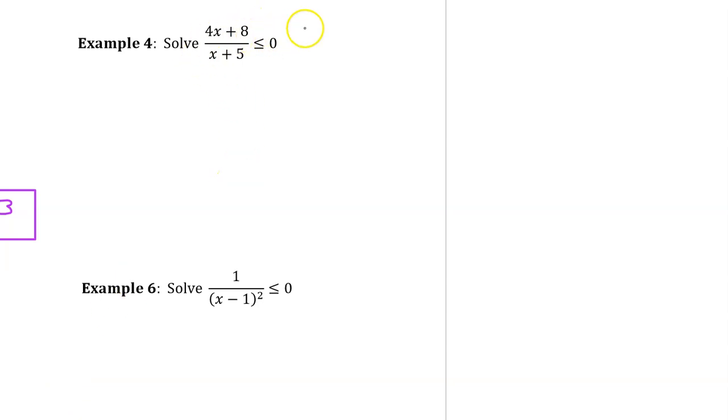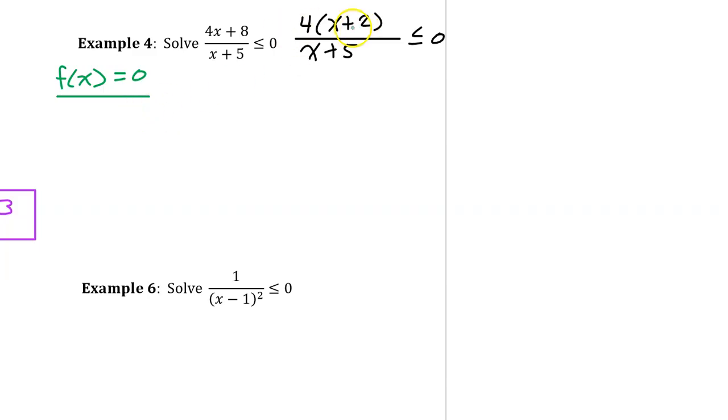Example 4 can be factored a little bit because we have a GCF in there. So this is going to be 4 times x plus 2 over x plus 5 is less than or equal to 0. Where is f of x equal to 0? That'll be wherever the numerator is equal to 0. In other words, x equals negative 2. How about where f of x is undefined? That's where the denominator is equal to 0. So x equals negative 5.